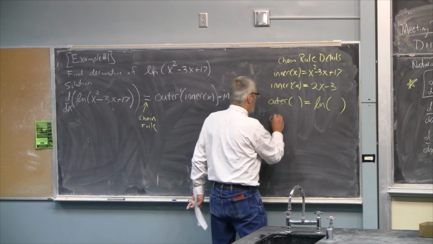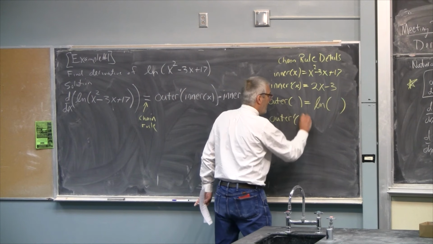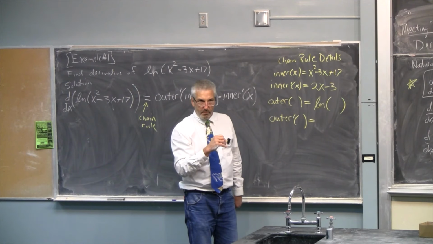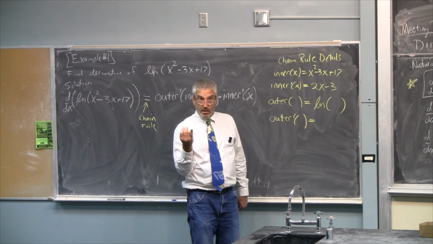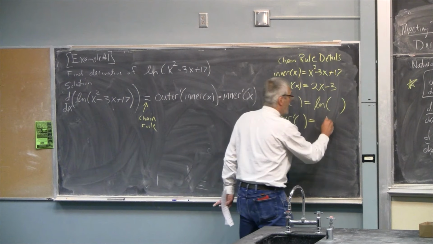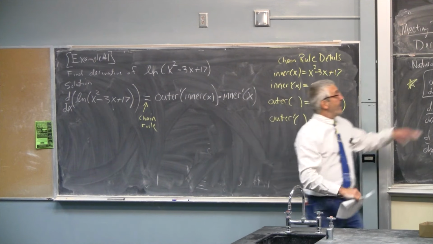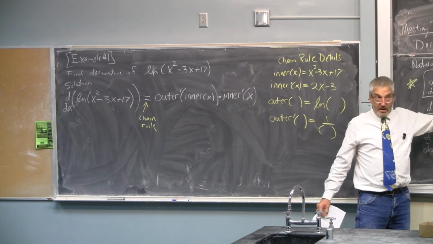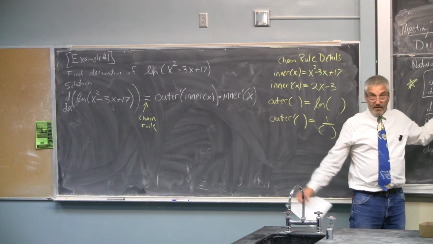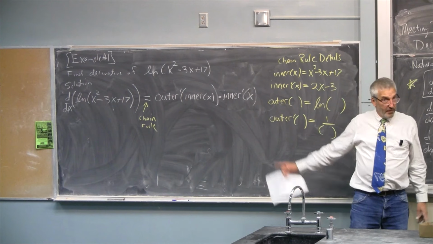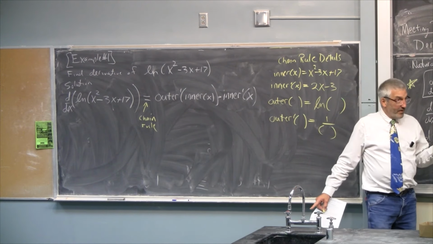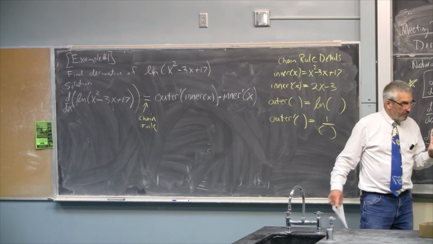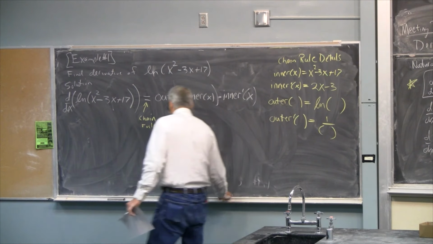So what's outer prime? Somebody else. What is outer prime, also written as an empty function? Well, there's no x here. Yeah, 1 over parentheses. So if your function is ln of x, then its derivative is 1 over x. If your function is ln of z, then its derivative is 1 over z. If your function is ln of parentheses, then its derivative is 1 over parentheses. That's really key. There is no ln of x here, and there is no 1 over x here. Again, this is where the empty function business really pays off.